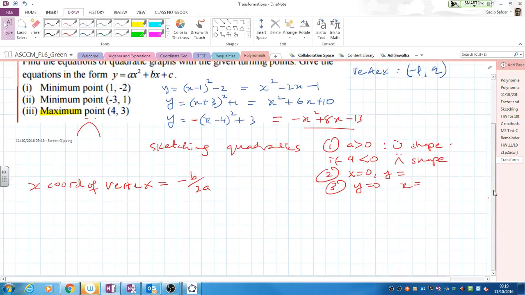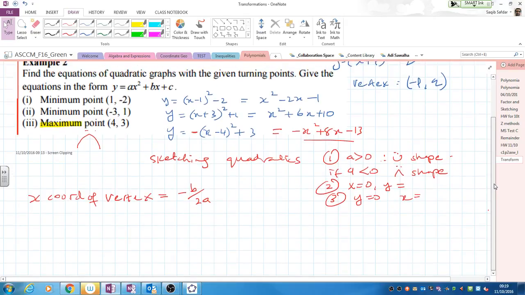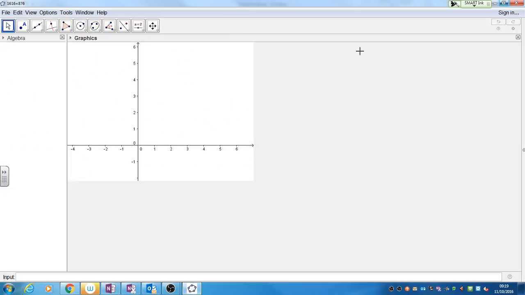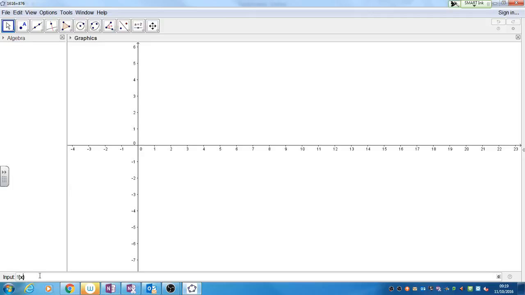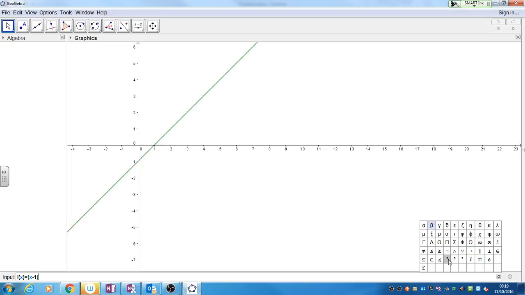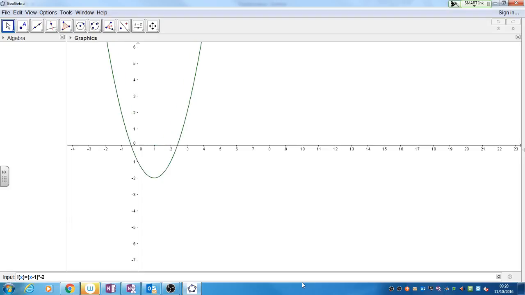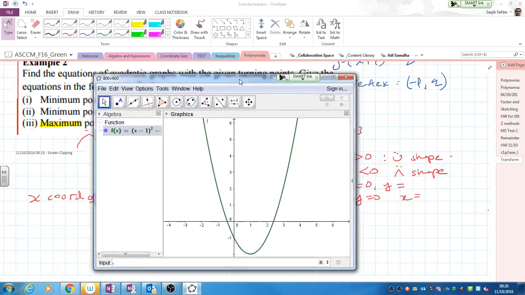What I like to do is take the first example where y equals x minus 1 squared take away 2, draw a little sketch, and then start playing around with that on GeoGebra. So let me just put that in GeoGebra, which is here. Let's put in f of x equals x minus 1 all squared, and minus 2. Was it minus 2? Yeah, so x minus 1 all squared minus 2.